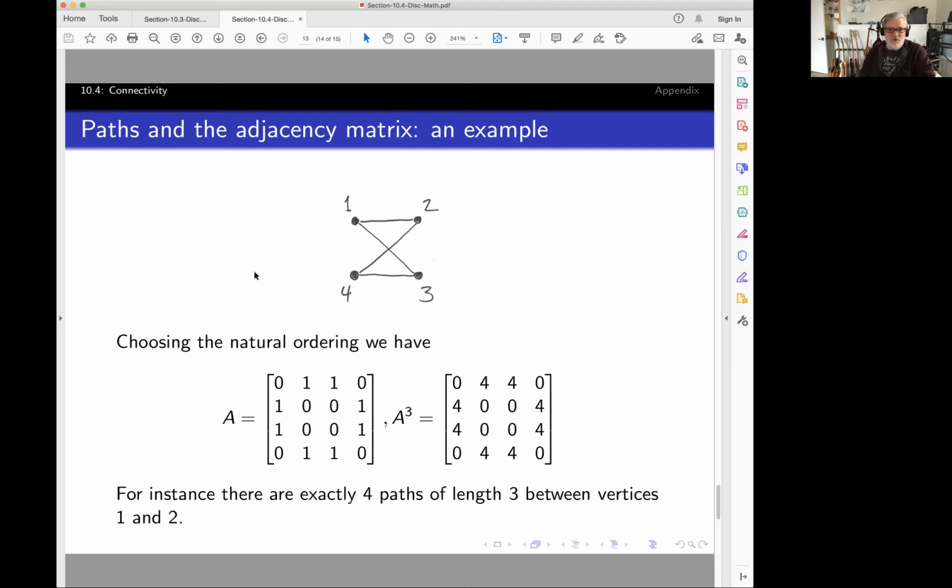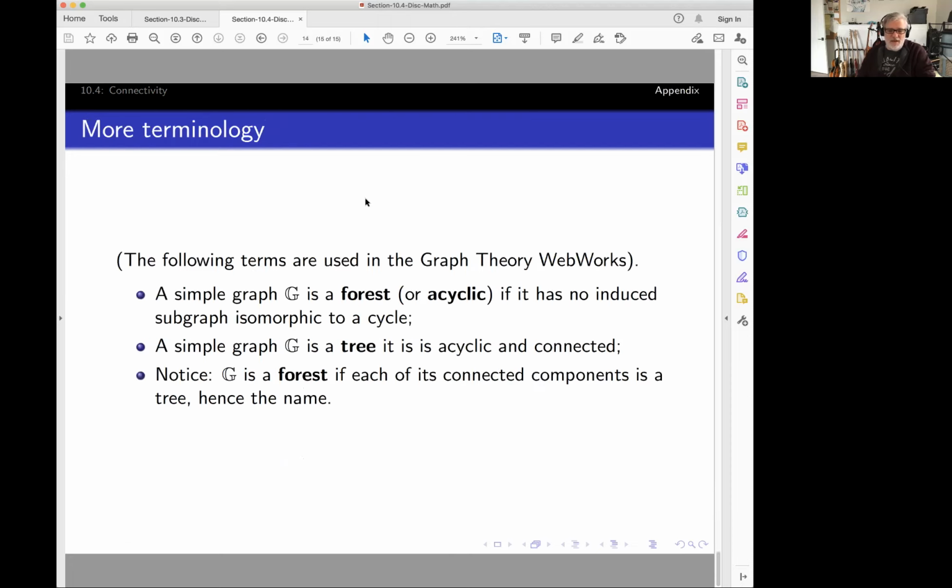One last slide before I do that. I've added this slide because if you're trying to do the WebWorK, you will see that it talks about trees. So what is a tree? A tree is a simple graph which is acyclic and connected. What is acyclic? It does not contain an induced subgraph which is a cycle. So there are no circuits in the graph as defined in these slides. There's no induced cycle in the graph.